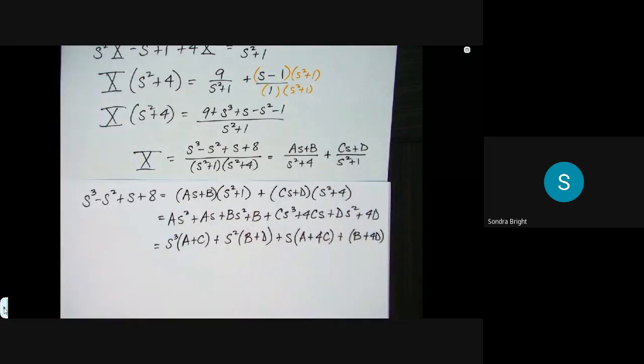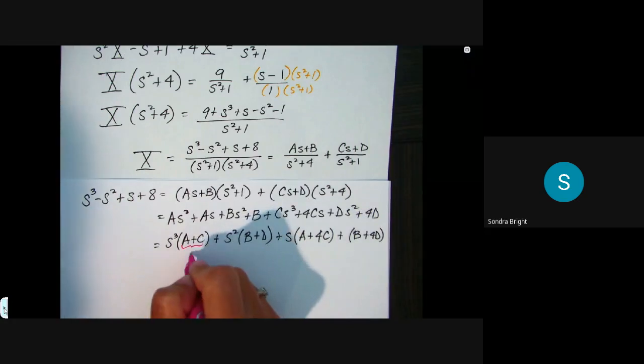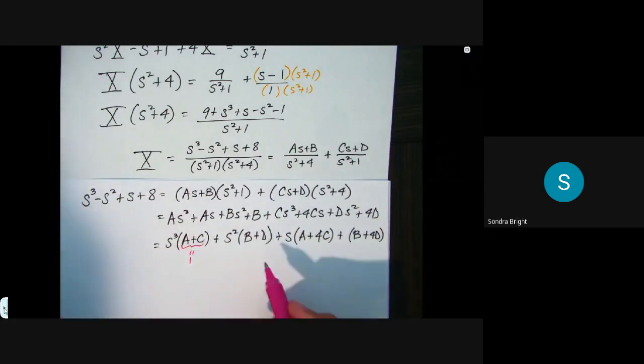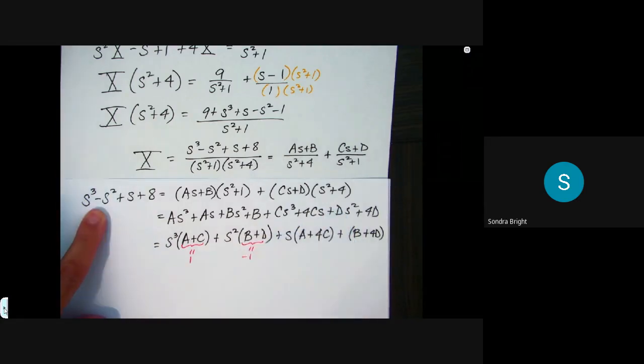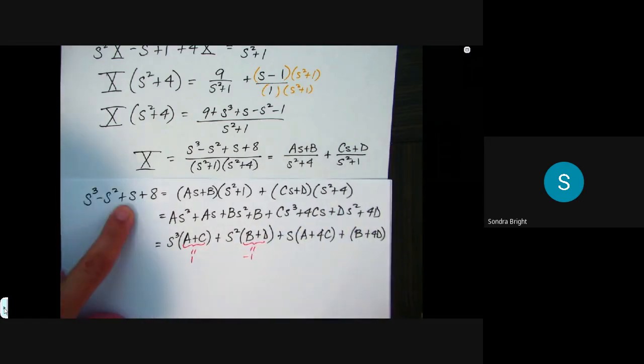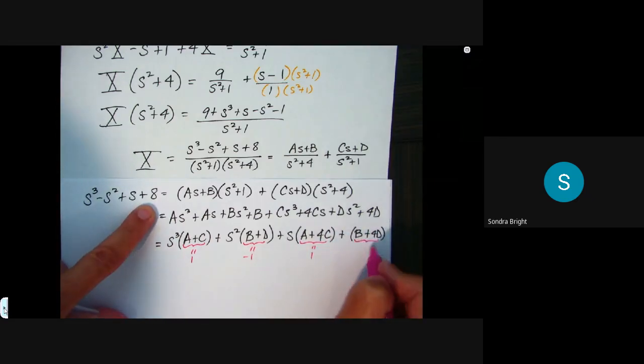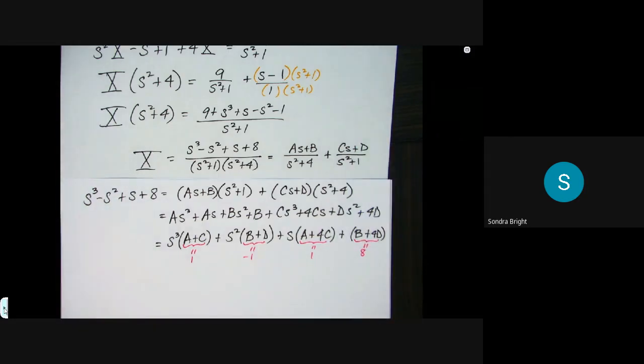To equate coefficients means I've got a 1 as the coefficient on s cubed, so a plus c must equal 1. I've got a -1 on s squared, so b plus d must equal -1. I have a 1 on s, so a plus 4c must equal 1. And my constant is 8, so b plus 4d must equal 8. All right, so now we need to solve this system, right?